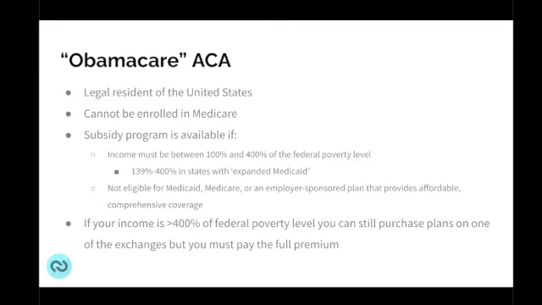And there is a subsidy program that's also available. The subsidy program applies to anyone whose income level is between 100% and 400% of the federal poverty level. And that federal poverty level changes every year. In states that have expanded Medicaid, the income range is between 139 and 400%, and that's because expanded Medicaid covers up to 138% of federal poverty level. So in general, think of it as between 1 and 4.